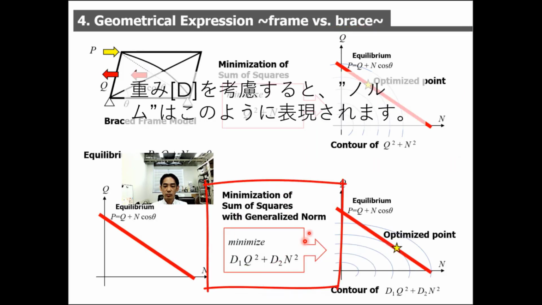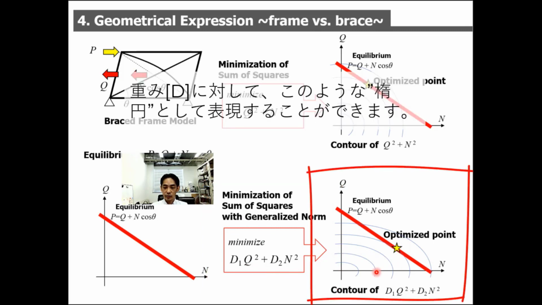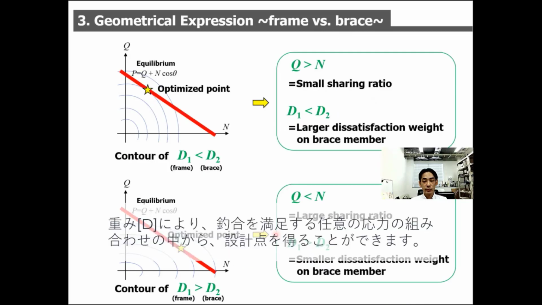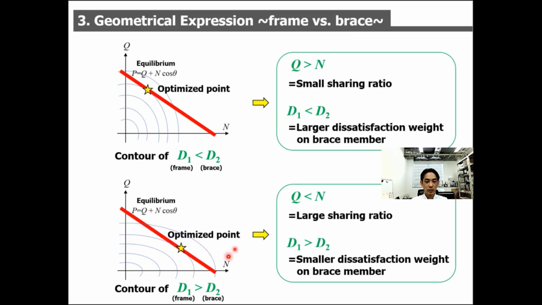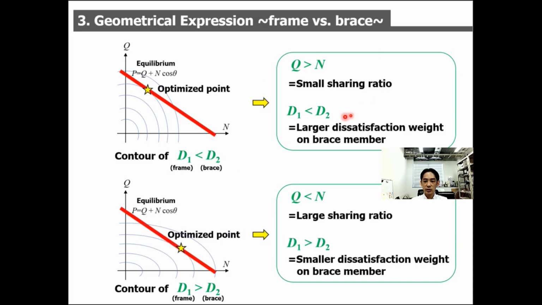Furthermore, the generalized norm considering dissatisfaction weight like this can be expressed. You can see the equation with this ellipse. So this equation can be drawn as this contour, and the minimized stress field can be solved at this point. So the minimum stress field as a design point can be controlled by the generalized norm. For example, if you use the larger dissatisfaction weight, or D2, on the brace member, the small sharing ratio of brace is obtained.